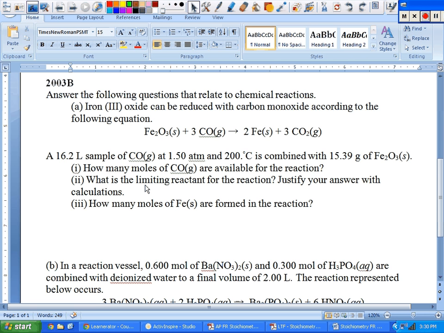Answer the following questions that relate to chemical reactions, and it says iron 3 oxide can be reduced. Now let's talk about this word right here. We're going to get into this later, but when it says reduced, do me a little favor. Please write OIL RIG, and then above OIL RIG, write oxidation state. Because I'm going to throw in just a little bit of electrochem for just a second. It should be pretty simple.